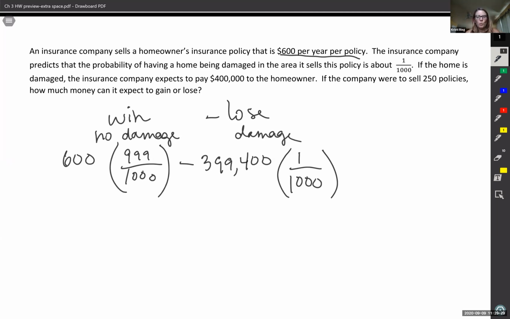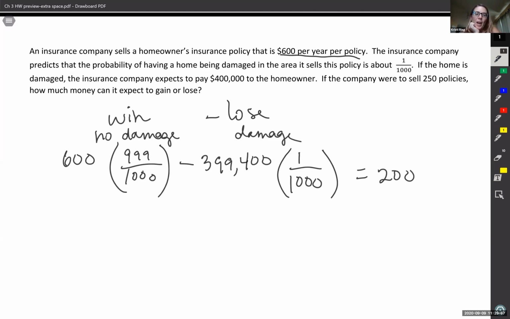Okay, so this is one scenario. They're going to collect $600, 999 out of 1,000 times, but they're going to lose $399,400 1 out of 1,000 times. Oh man, my calculator says that's too many numbers. And that gives me $200.